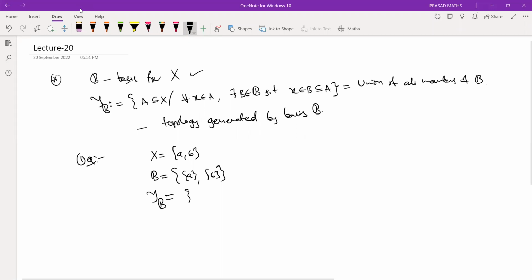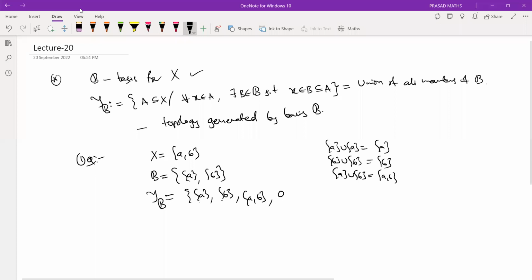That means, what is the topology here? Union of all members. Suppose you take A union A, you are getting singleton a. Taking B union B, you get singleton b. And A union B gives {a, b}. And the empty union gives empty. So we get singleton a, singleton b, X, and empty. It is always a topology. You can check it.